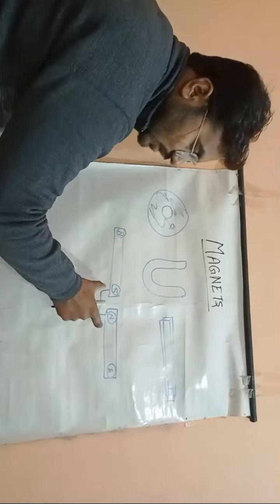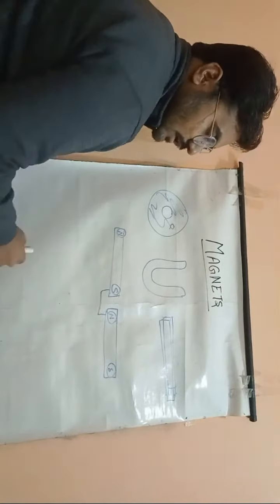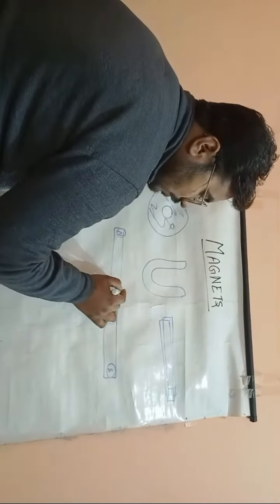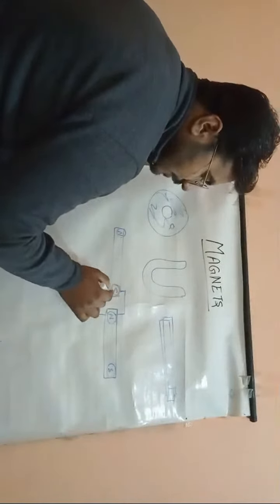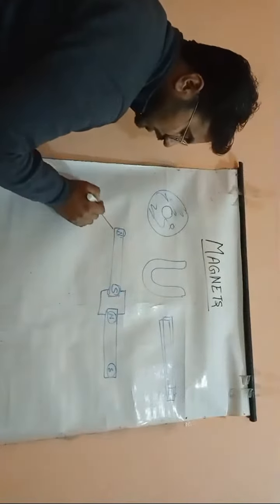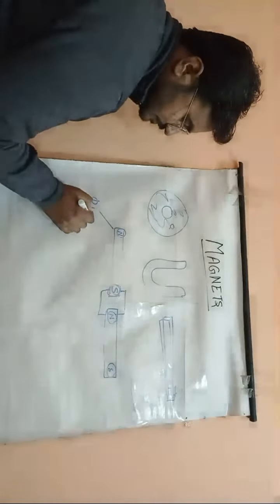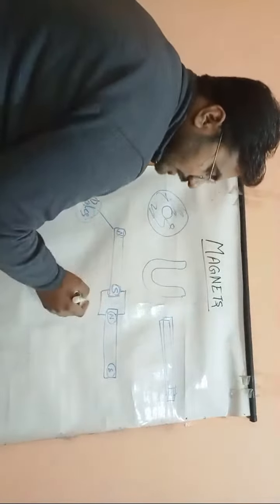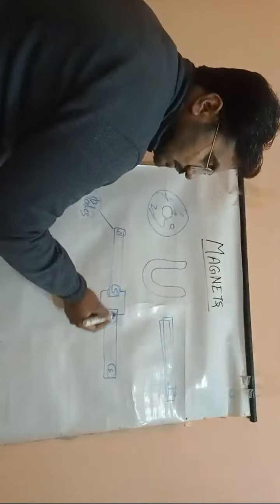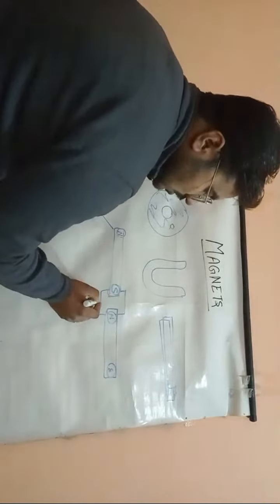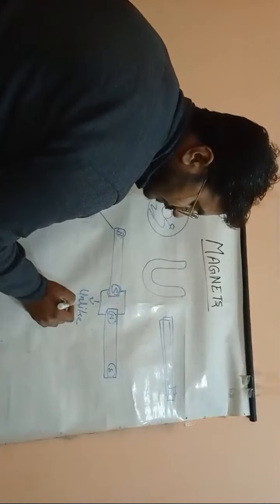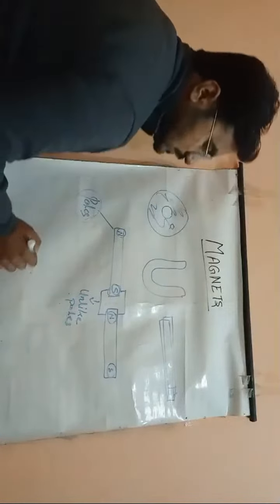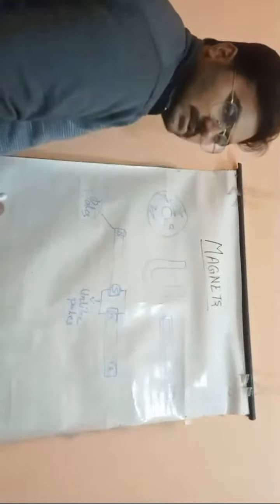What will happen? Both will stick to each other. If they have opposite directions, they will attract each other. And these directions, these end points, are called poles. What are they called? Poles. If they have opposite directions, south and north, north and south, then they are called unlike poles. Unlike poles will get attracted to each other.